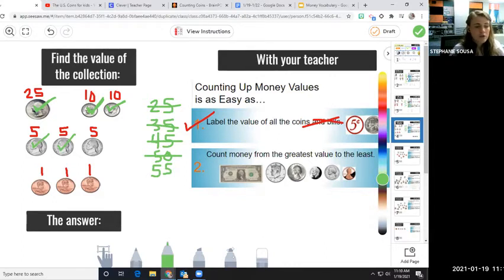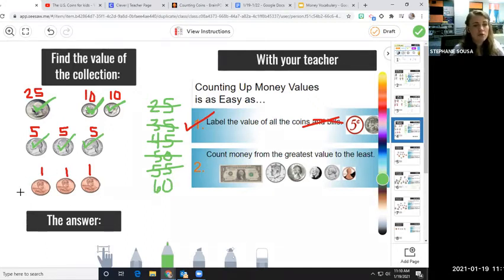Make sure you are doing this on your slide 4 right now. I have a third nickel. 55 plus 5 more is 60. All I'm doing is counting by fives. We've done that since kindergarten. 5, 10, 15, 20, 25, 30, 35, 40, 45, 50, 55, 60. We're at 60 right now.